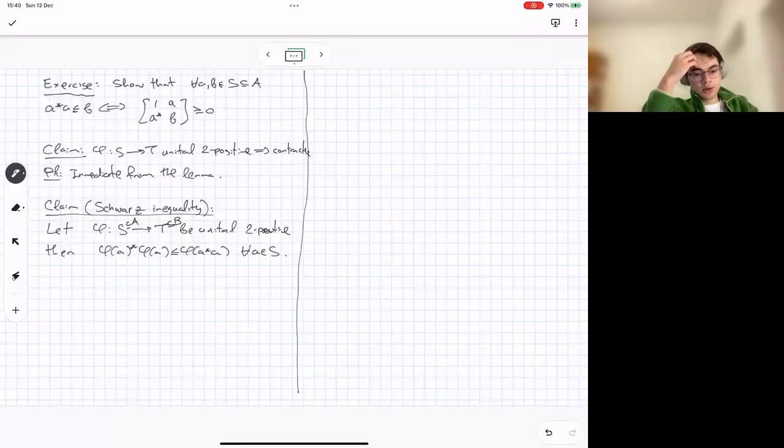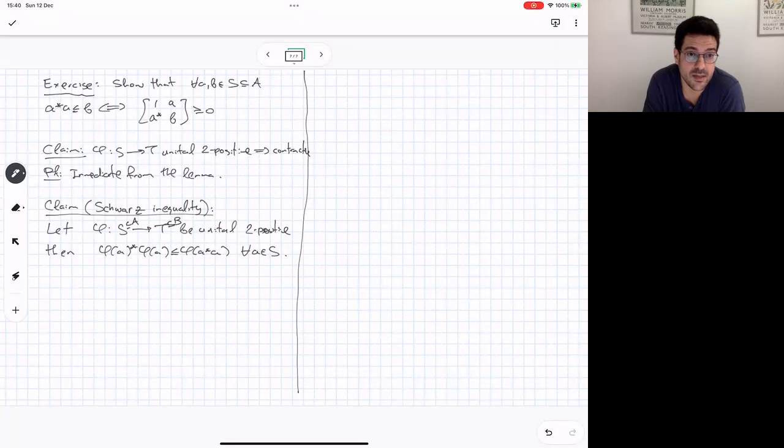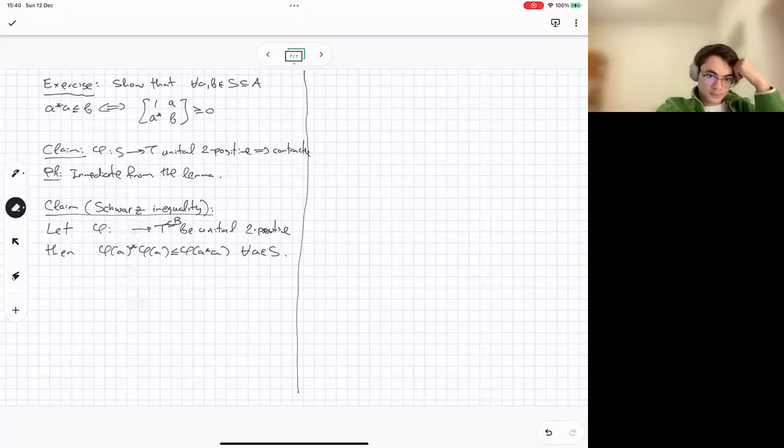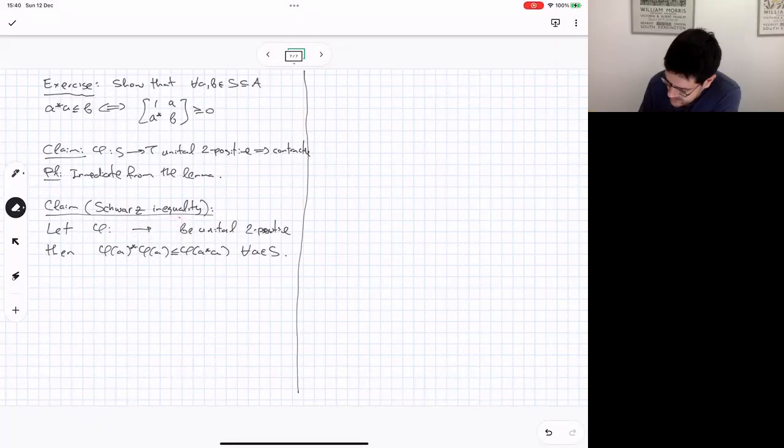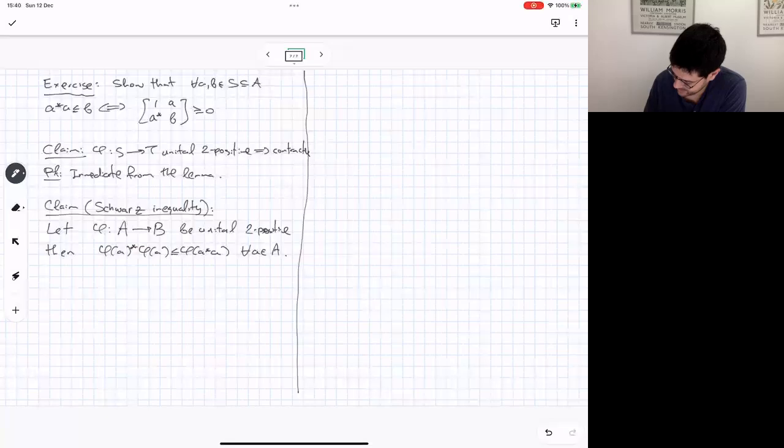Why, you mean assuming that A star A is in S? No, I mean the product. Okay, sorry, you're right. Yes. No, let me write it like this. It doesn't matter. Let me write it like this. It's better. Let A and B be unital C star algebras. Okay.